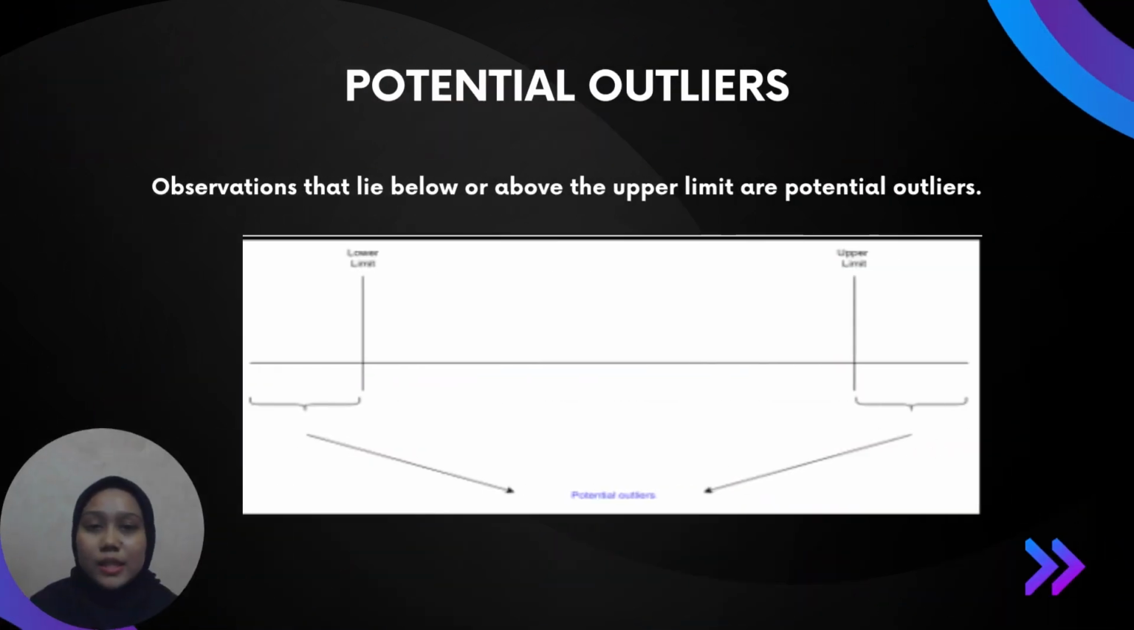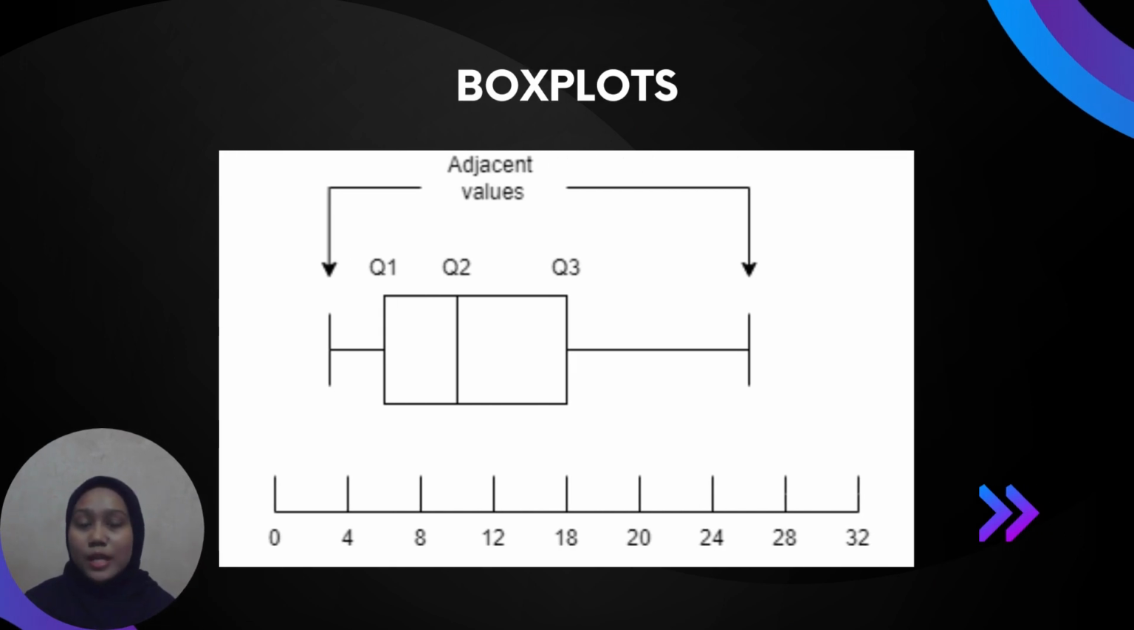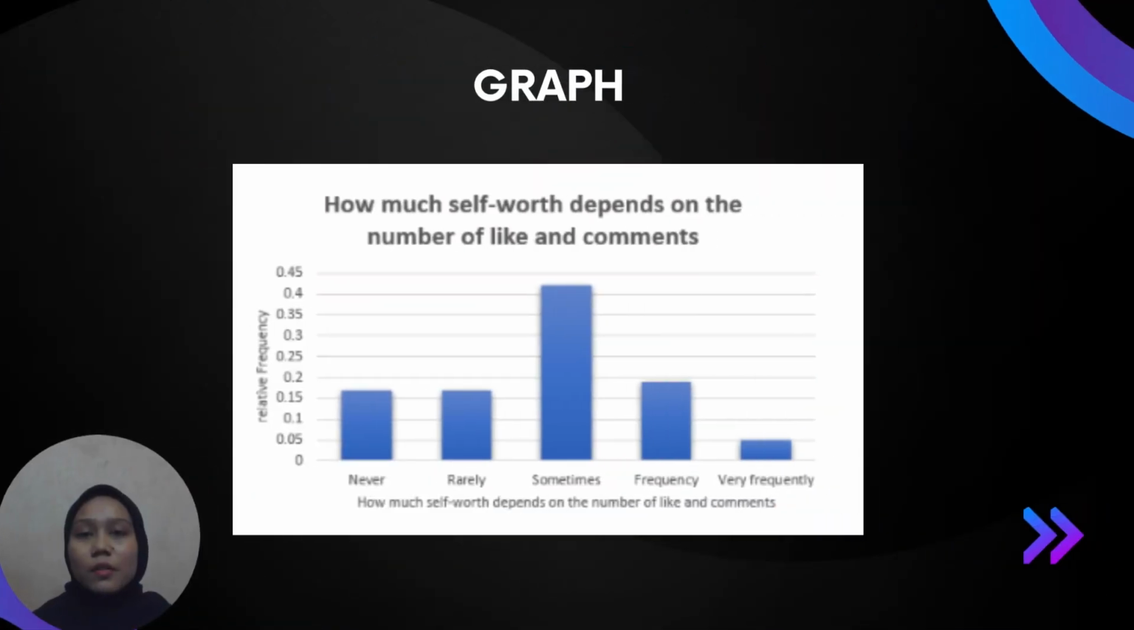Now, as you can see, these are the potential outliers that we have drawn based on the upper limit and lower limit that we calculated before. Now, as you can see, this is the box plot that we have drawn based on the calculation before. So we use for the box plot quartile 1, quartile 2, and quartile 3, and also the adjacent values. This is the graph of question 2, which is about how much self-worth depends on the number of likes and comments.